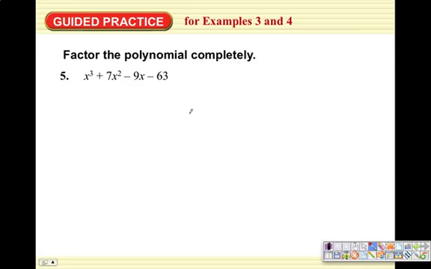Okay, let's take a couple minutes to practice some of these. So this first one has 4 terms and you are factoring. So whenever you think 4 terms factoring, you think group. You're going to group things together. So go ahead, pause the video, do this one.